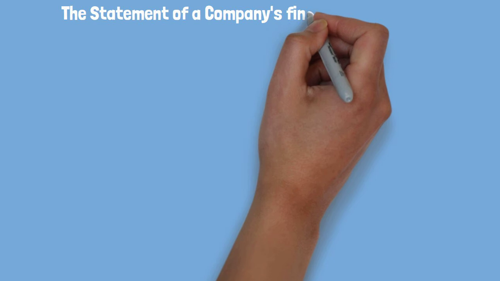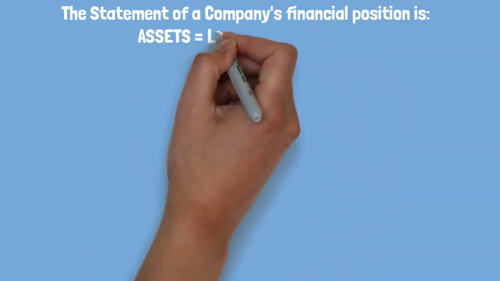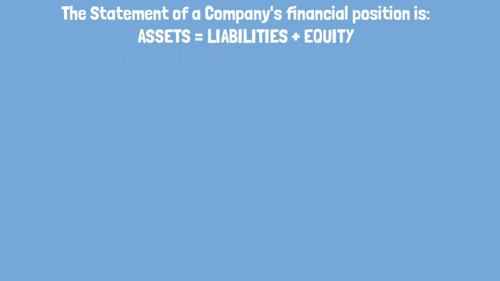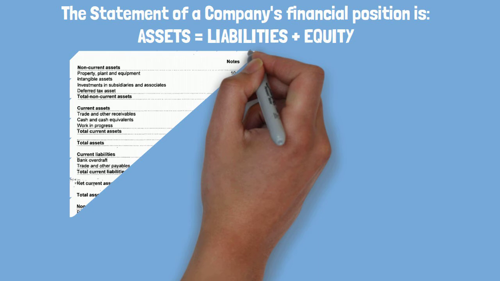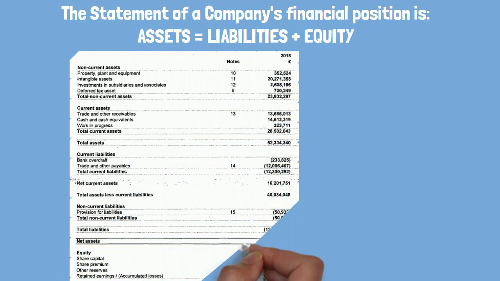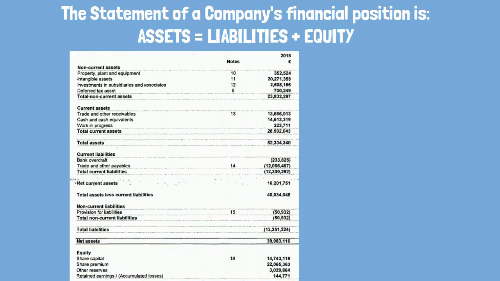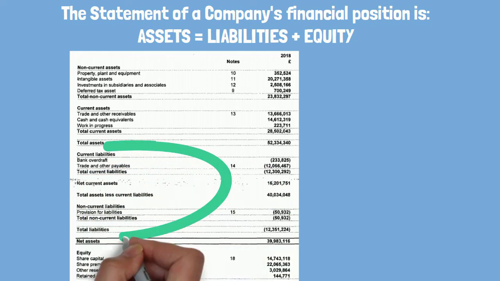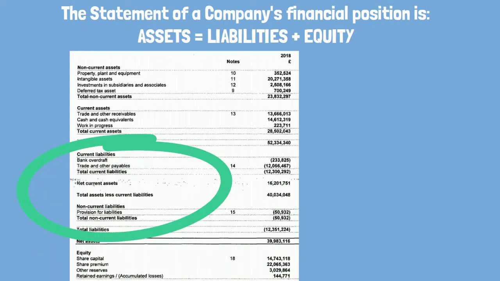Liabilities, just like assets, make up part of a company's financial position or their balance sheet. So if we remember the accounting equation, assets equal liabilities plus equity. And normally they appear towards the middle, just above equity and just below assets when you look at a statement of financial position or balance sheet in a company's accounts.